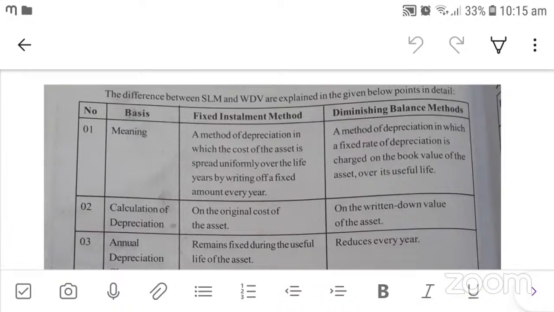Okay, second point, calculation of depreciation. In the straight line method, we will calculate the depreciation on the original cost of the asset. In the diminishing balance method, on the written down value of the asset, cost minus depreciation. For the second year onwards, we will calculate on the written down value, and for the first year, we will calculate on the cost.